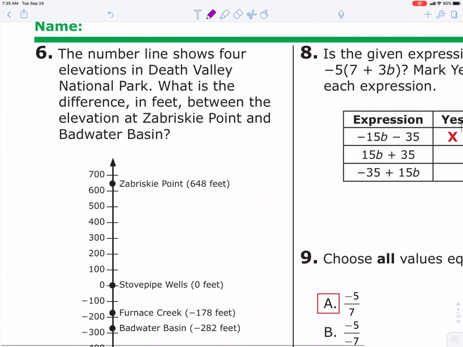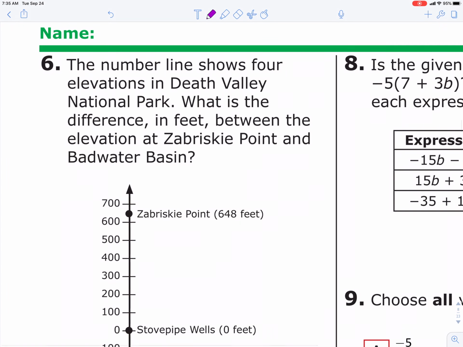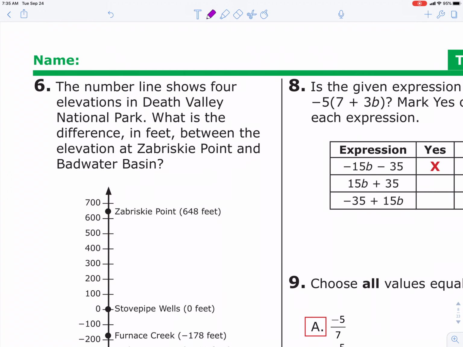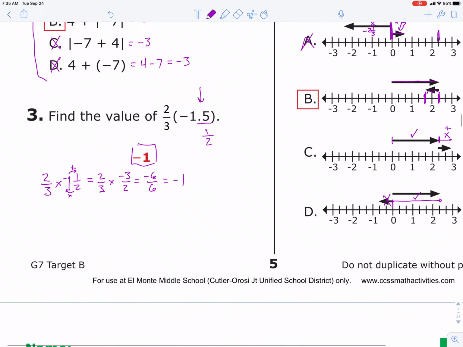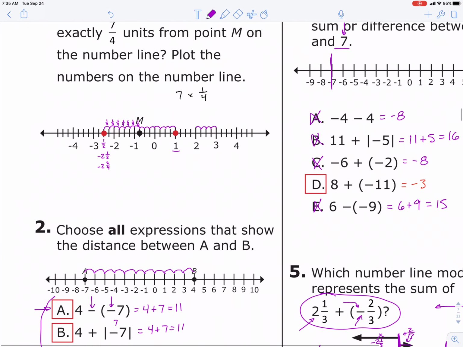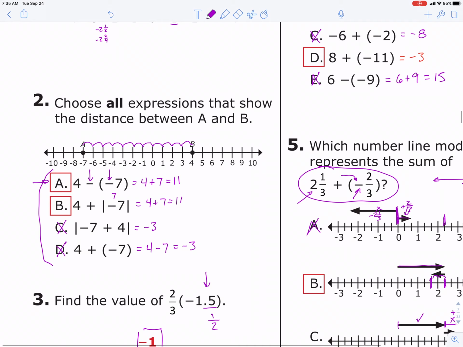Number 6. The number line shows 4 elevations in Death Valley National Park. What is the difference in feet between the elevation at Zabriskie Point and Badwater Basin? People got really confused. I had a lot of people asking me questions on this in some of the earlier blocks. It's just like this problem, almost.